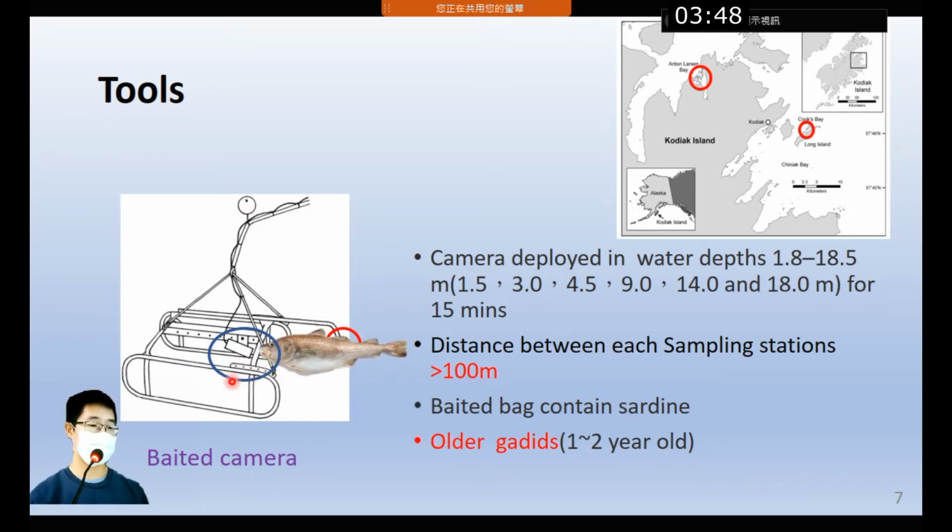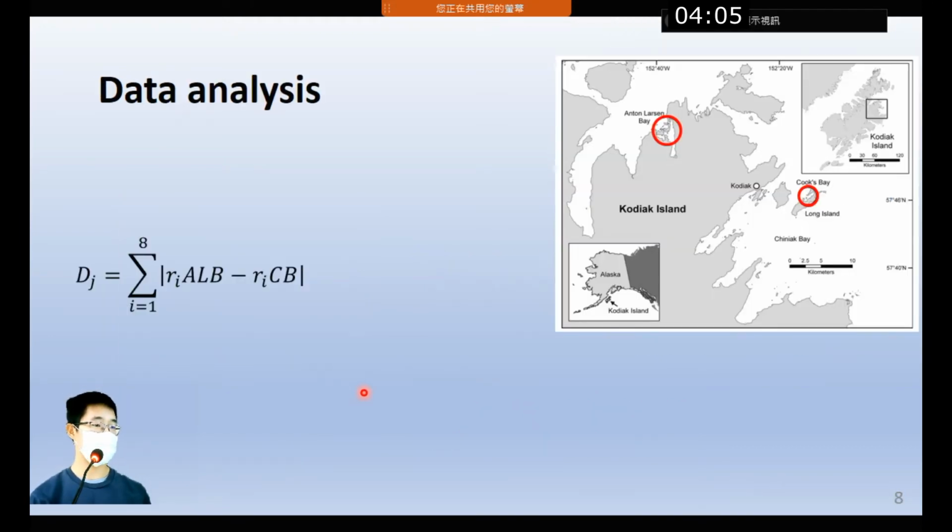The blue circle is the camera. So when a fish eats the sardine, we will take a picture of the fish. And our target is the older gadids, 1 to 2 years old. And after we have the experiment, we will analyze the data.